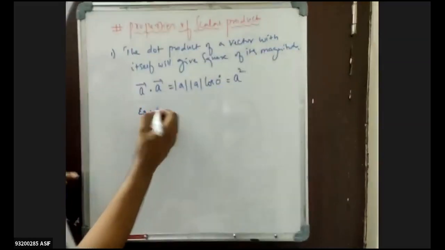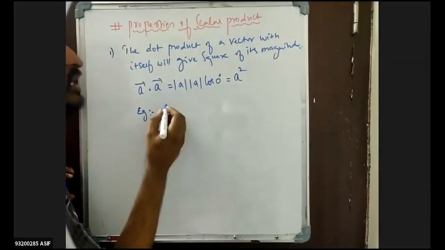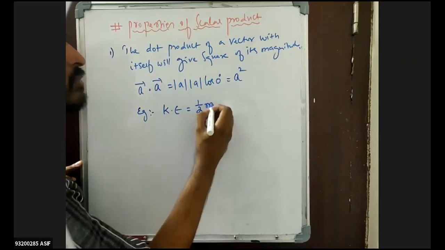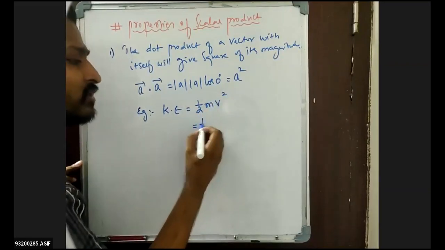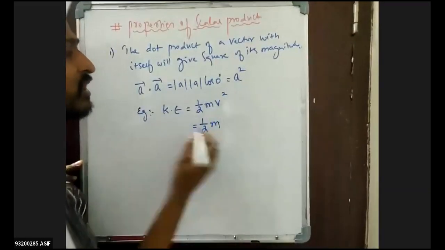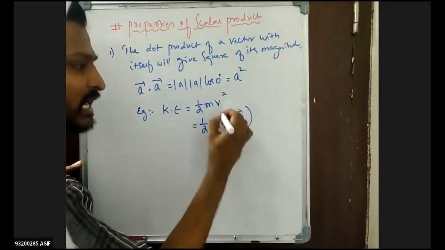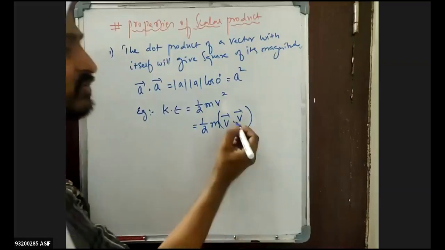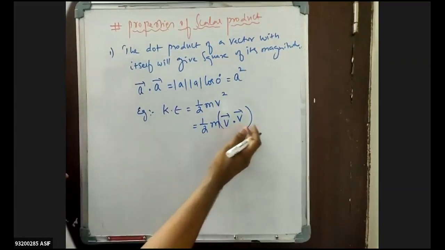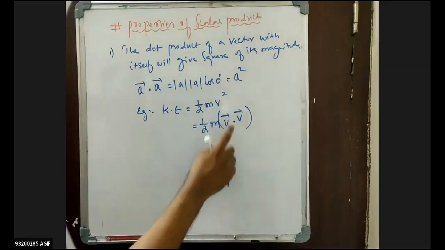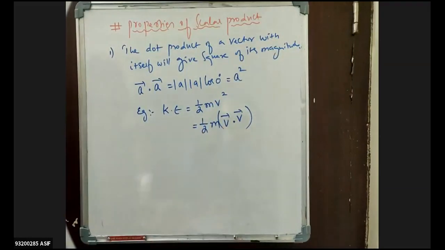For example, in your school days, you have written the kinetic energy. Kinetic energy is equal to half into m into v square. This can be written as half into m into v bar dot v bar, because v square is nothing but the dot product of the vector with itself. That is what it means in physics. So v square I can write as v bar dot v bar. I hope you're clear with this one.